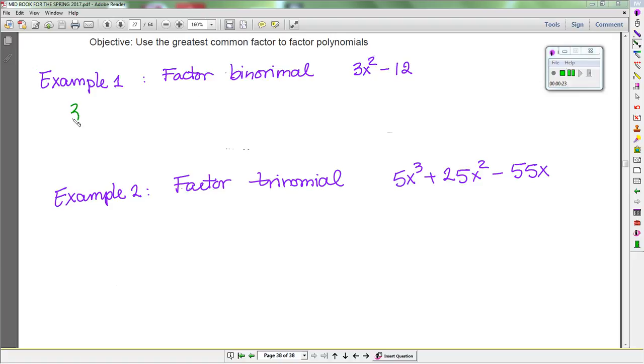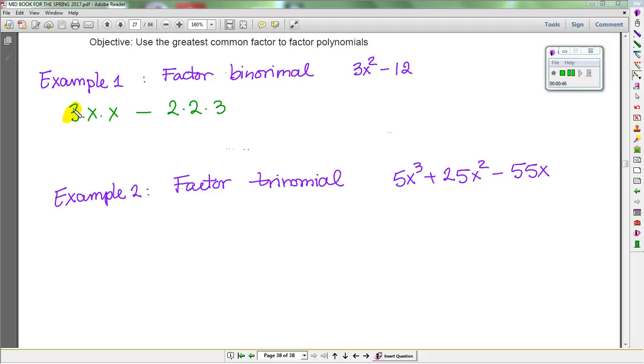So 3x will be 3 times x, minus 12. Again, 12, we're going to factor as primes, so it will be 2 times 2 times 3. Next, we're going to go back to each one of the terms and compare it with the other term to see what they have in common.